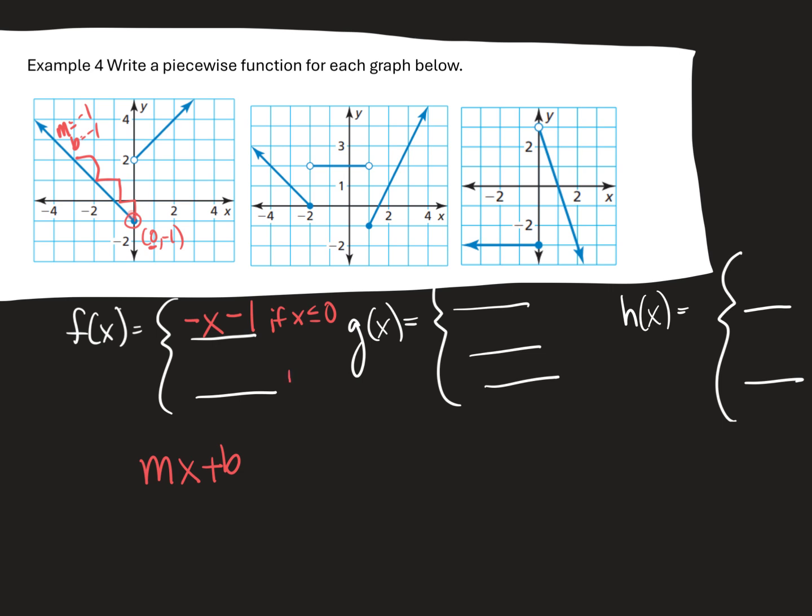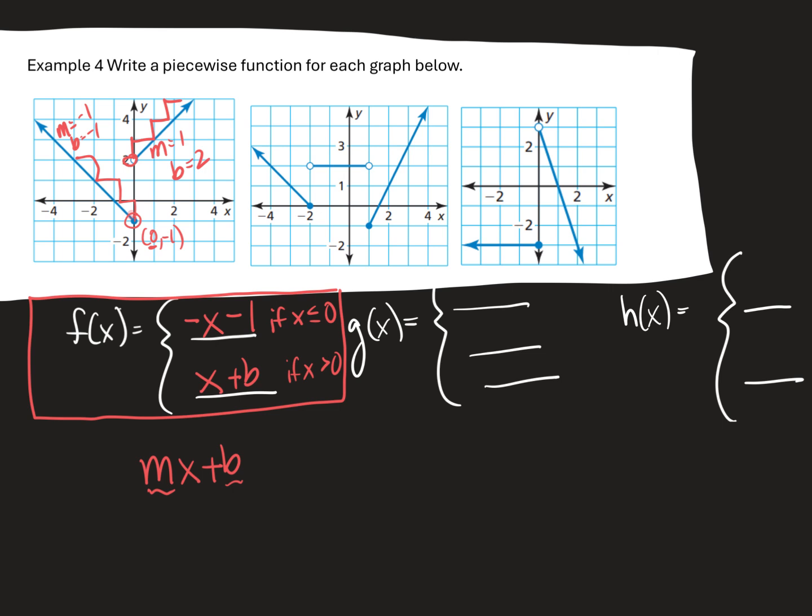And then this one is going to be if x is greater than 0, because it's open, and x is still 0 there. The slope, up 1 over 1, is +1, and the y-intercept is +2. So remember mx plus b. That is the answer to the first one. This whole thing is the equation of that piecewise function.